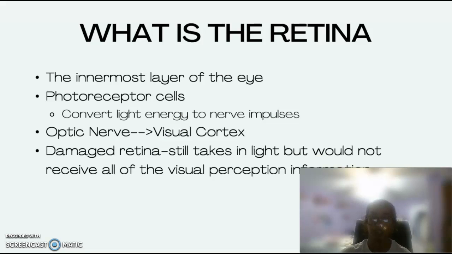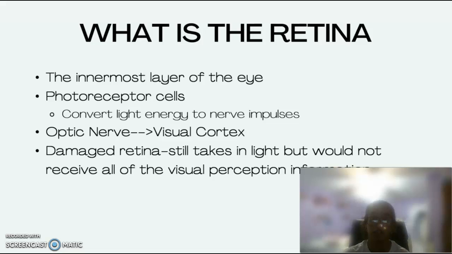Now we will be getting a little deeper into the retina. The retina is the innermost layer of the eye. It consists of photoreceptor cells that convert light energy into nerve impulses. These electrical signals are passed via the optic nerve to the visual cortex, allowing us to visualize our surroundings. Specifically, the retina captures the light that enters your eye and helps translate it into the images you see.